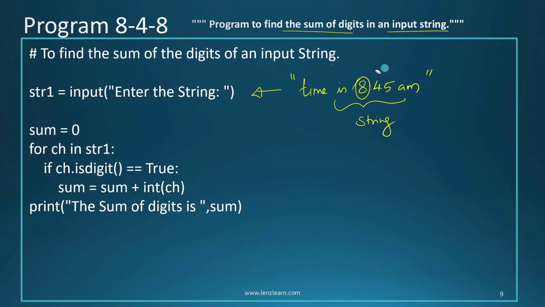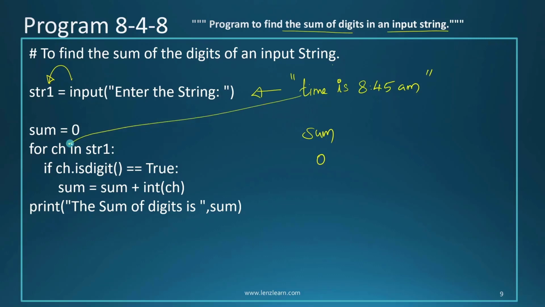So now let us start. Let us say this is the input that you give: time is 8:45 a.m., and that is stored into str1. Now I have a variable sum and the initial value is 0. Now I am going to take one character at a time from str1, which has the value "time is 8:45 a.m.", and I will load that character into control variable ch. So first you can see t is loaded into ch.